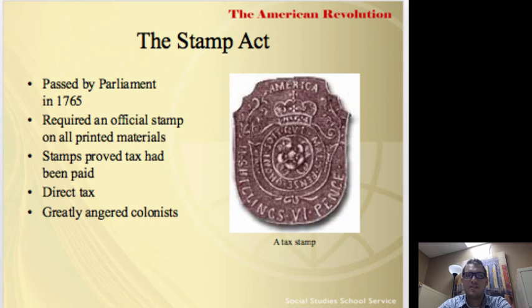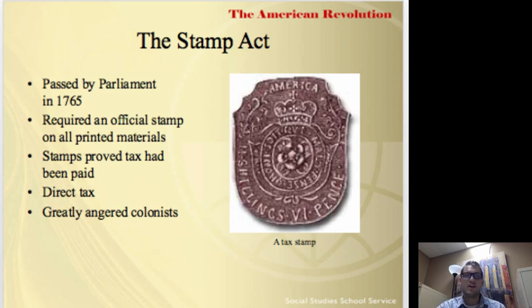The Stamp Act essentially taxed all printed material in the colonies, including deeds, licenses, newspapers, printed documents, even playing cards. An embossed stamp put on the paper showed that the tax had been paid. So if you went somewhere and you got a newspaper and you didn't see this stamp on there, then it was not being taxed properly and you could get in trouble for owning it. Not just for selling it, but for owning it.